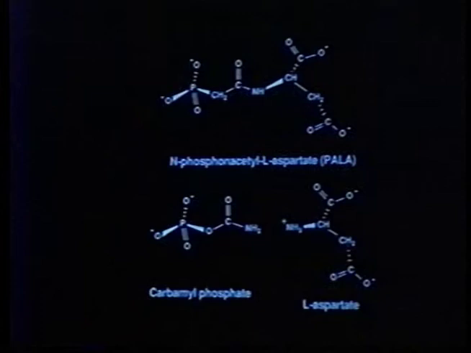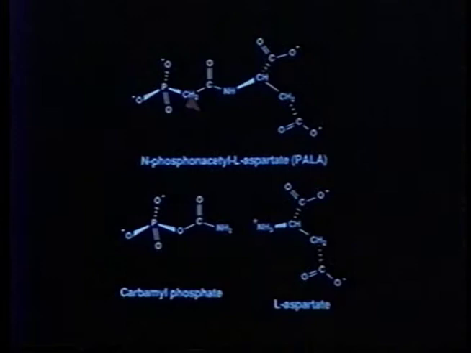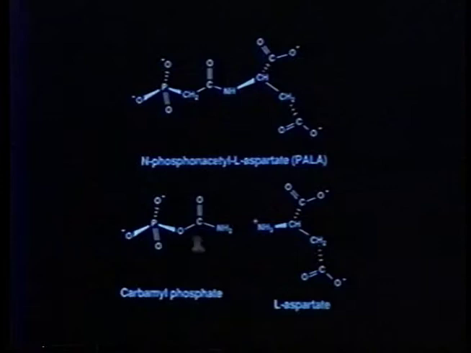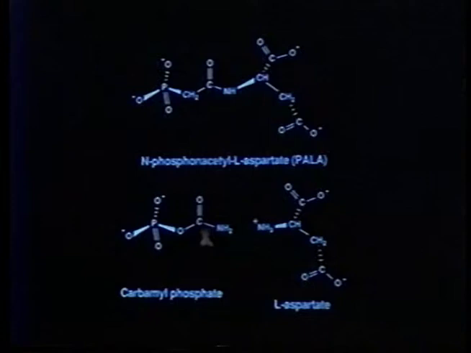Now, here is the substrate analog that was bound. It's N-phosphonoacetyl-L-aspartate. So this looks like aspartate. But the oxygen has been replaced by CH2, so of course this cannot leave as phosphate, whereas in the substrate, the phosphate can leave after the attack of this nitrogen lone pair on the carbonyl carbon of carbamoyl phosphate. So this then shows you the resemblance between that molecule and this.